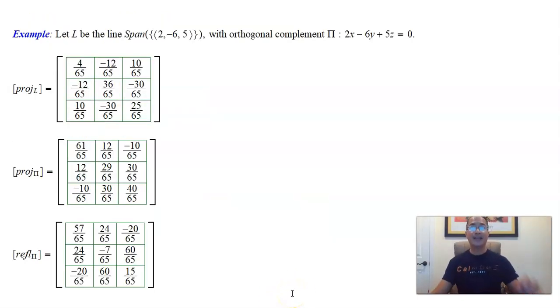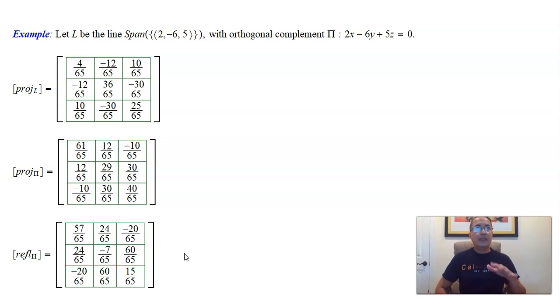Okay, I saved the best for last, my favorite matrices. We have the projections onto L and onto pi, where L is the line span of (2, -6, 5), and pi is the plane orthogonal to that line, 2x - 6y + 5z = 0. So we said that the eigenvectors for these three matrices are all the same, essentially.